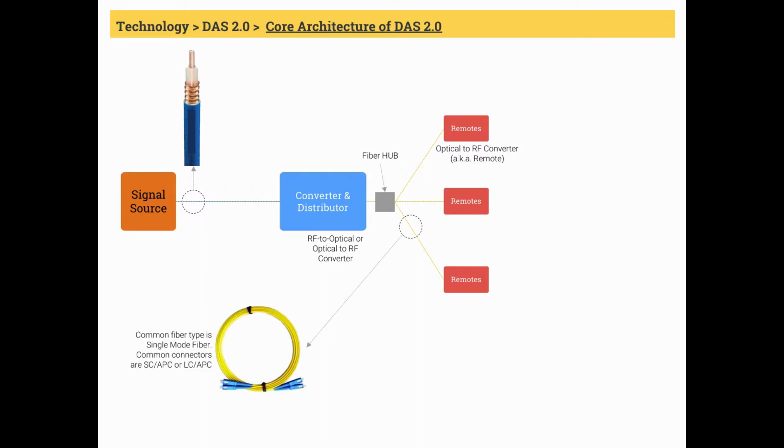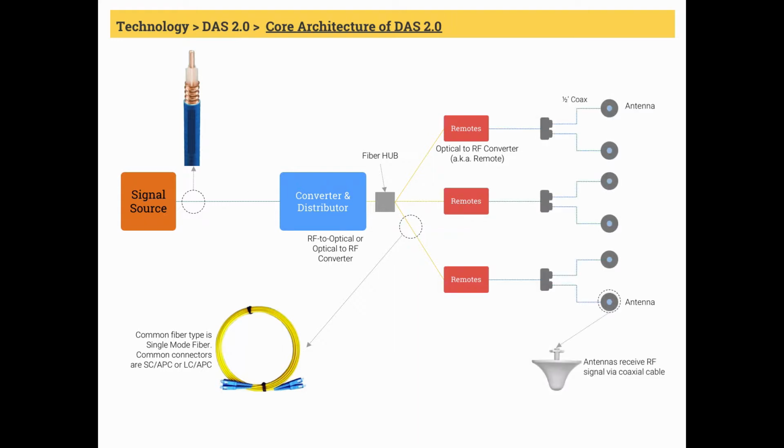Fiber length between these converters can be anywhere from a few feet to hundreds of feet. In most cases, this fiber will be a single mode fiber with SCAPC or LCAPC connectors like we have seen in previous chapters. Remote converts the optical signal back to RF signal and sends the RF to antennas via coaxial cable. These coaxial cables will be ½ inch in diameter in most cases.